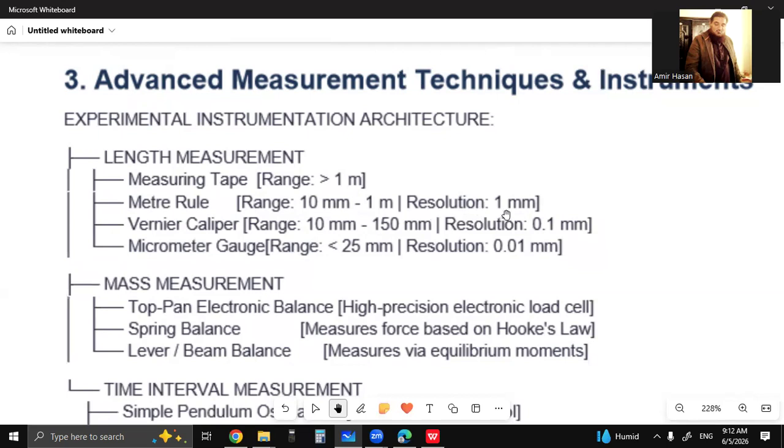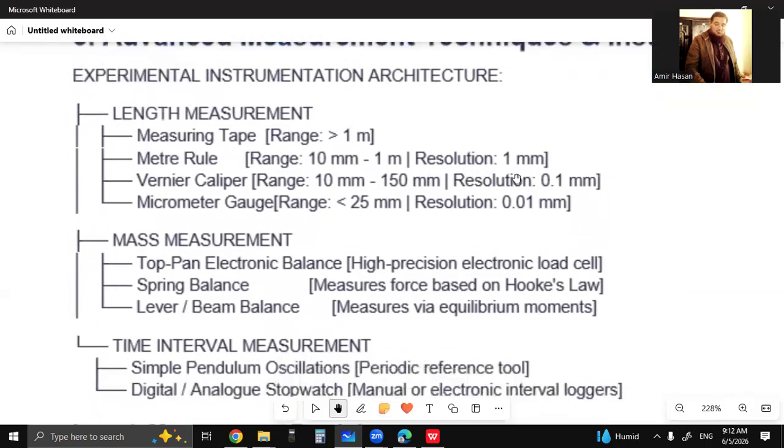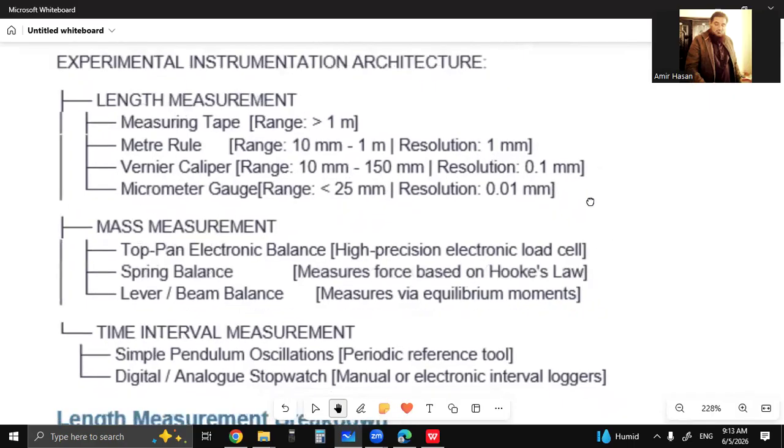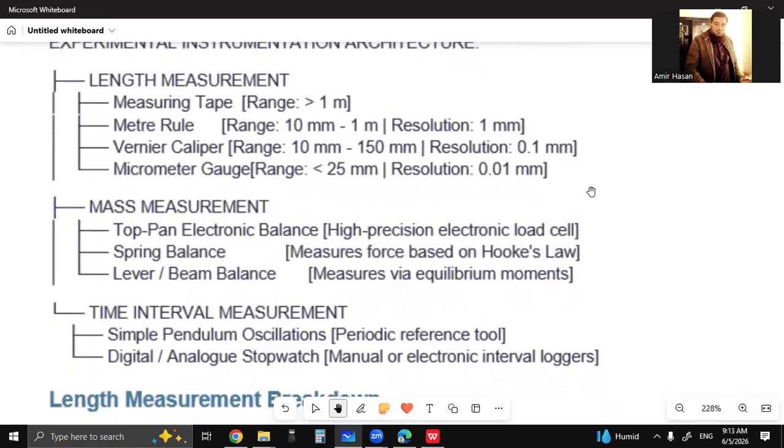Resolution of this one: the smallest unit of the meter scale is 1 millimeter. Vernier caliper, 10 millimeter to 150 millimeter. Basically, its range is between a lower value and a higher value. Resolution 0.1 millimeter. All these instruments measure a small quantity accurately. The tape only measures above 1 meter, the meter rule measures 10 millimeter to 1 meter, and 1 millimeter is the least quantity, known as the least count. The vernier has a least count of 0.1 millimeter. This is the least quantity we can measure with the help of these instruments.